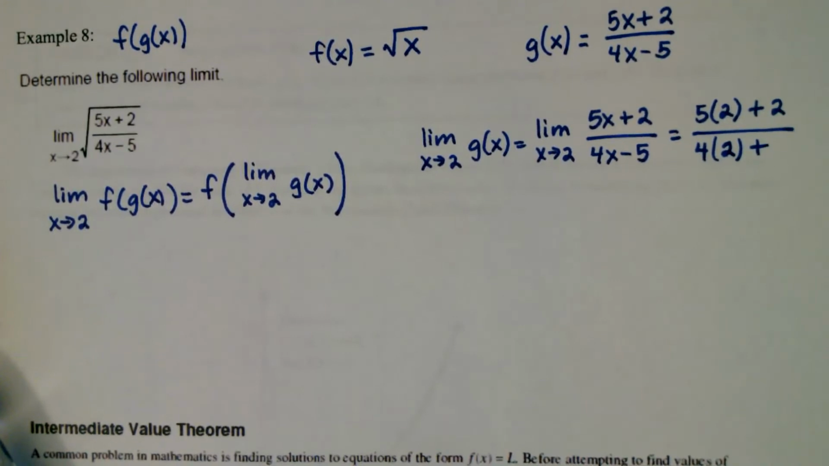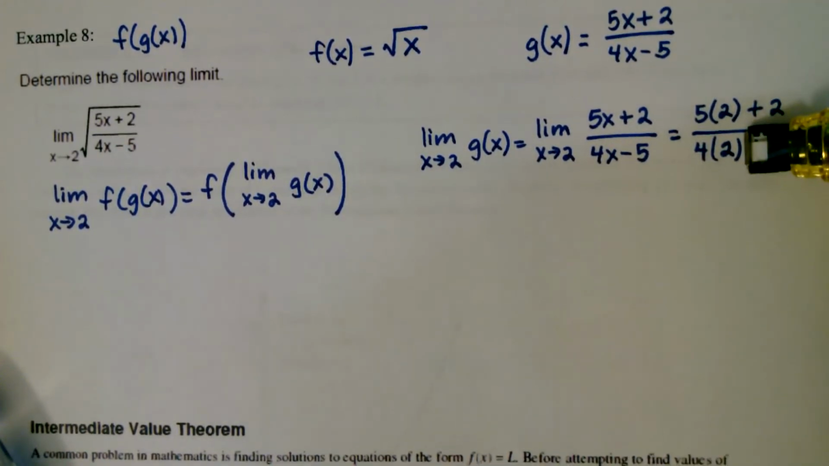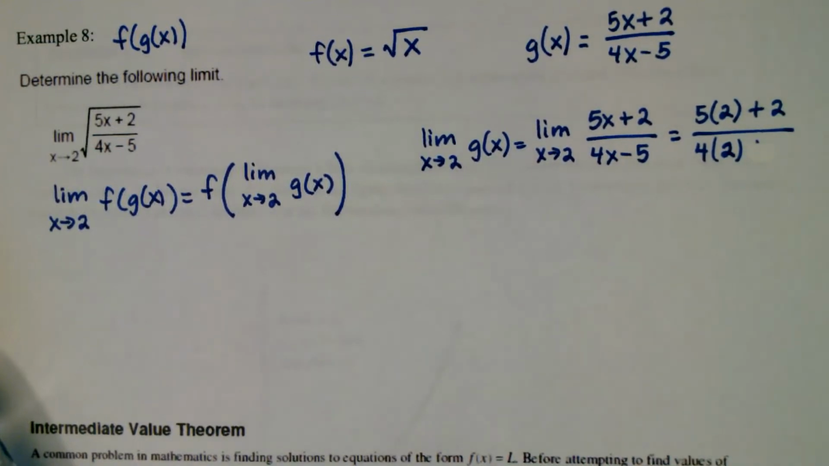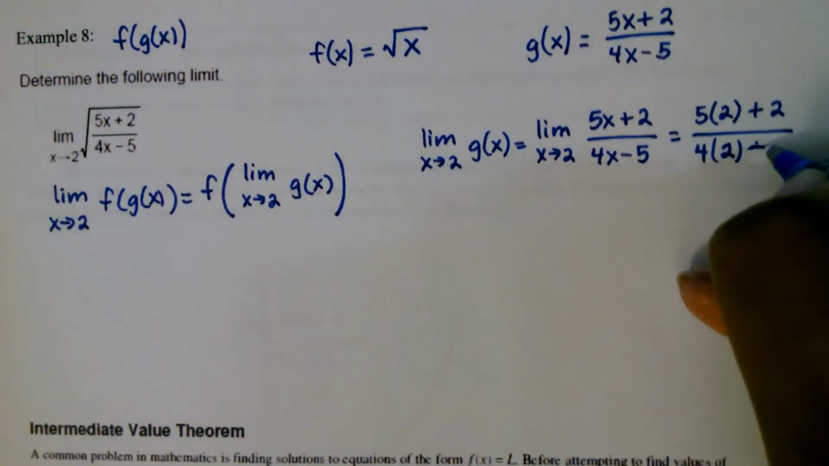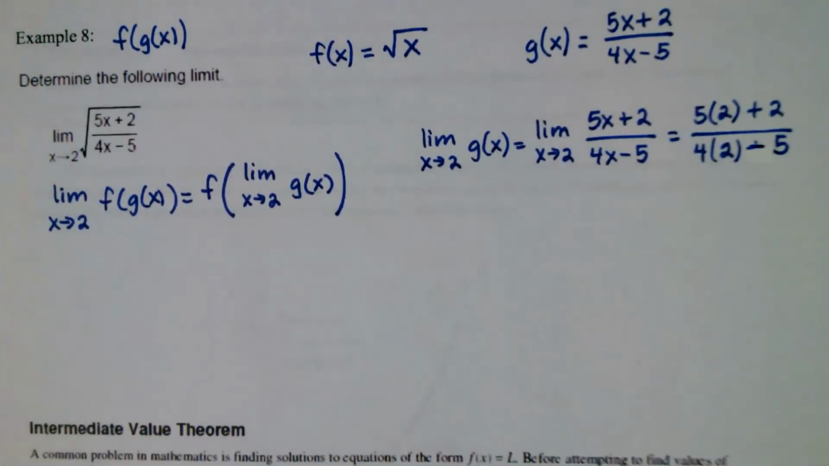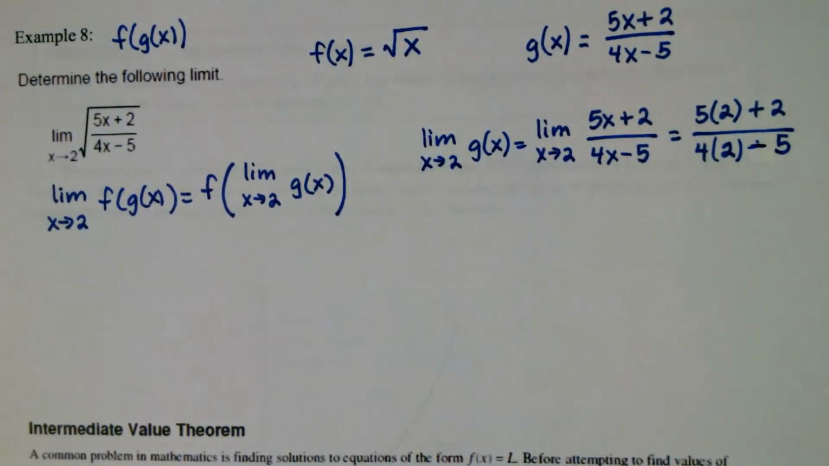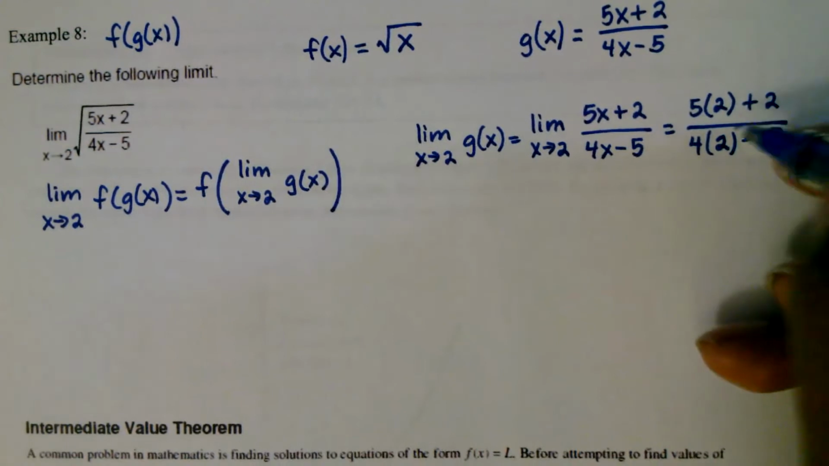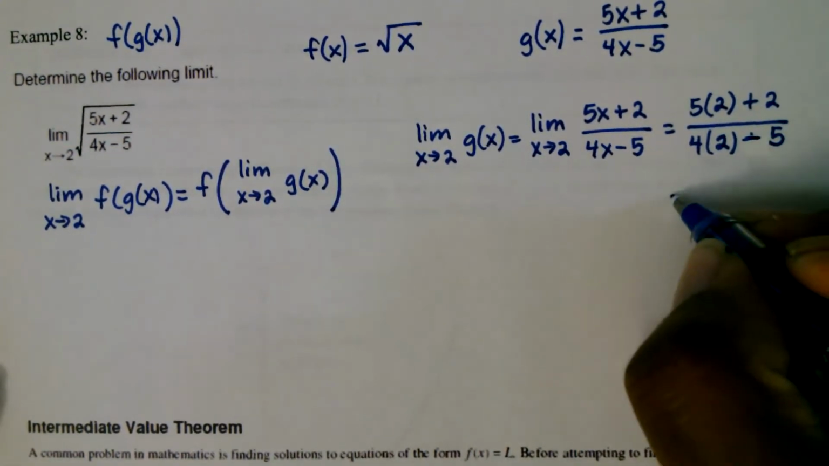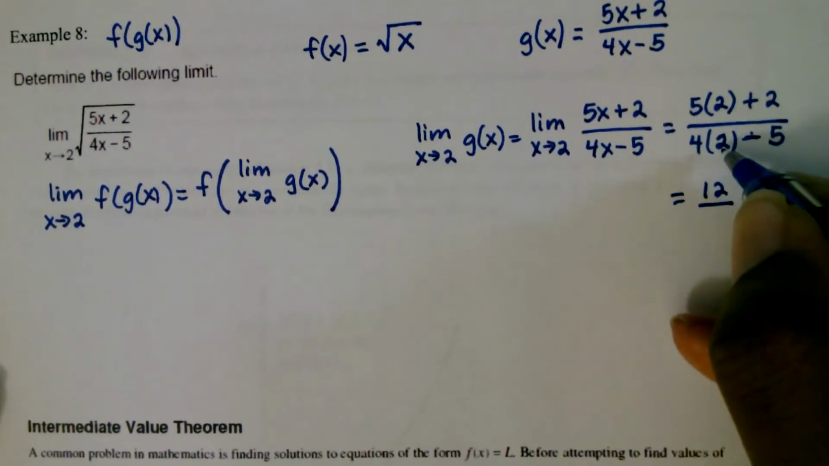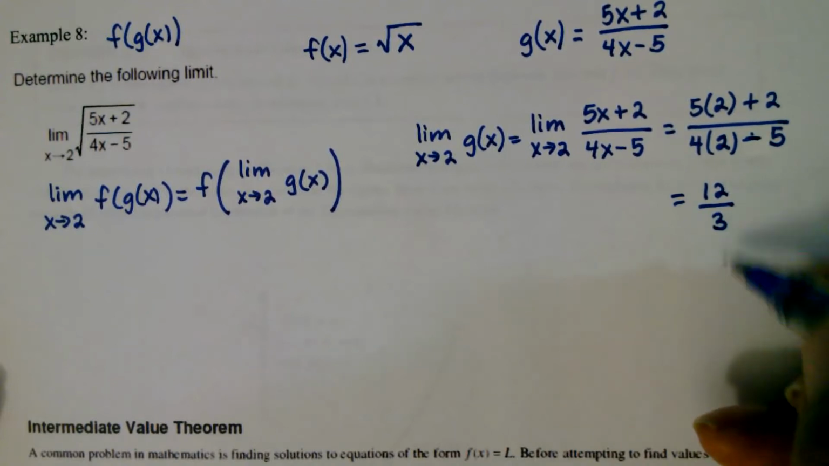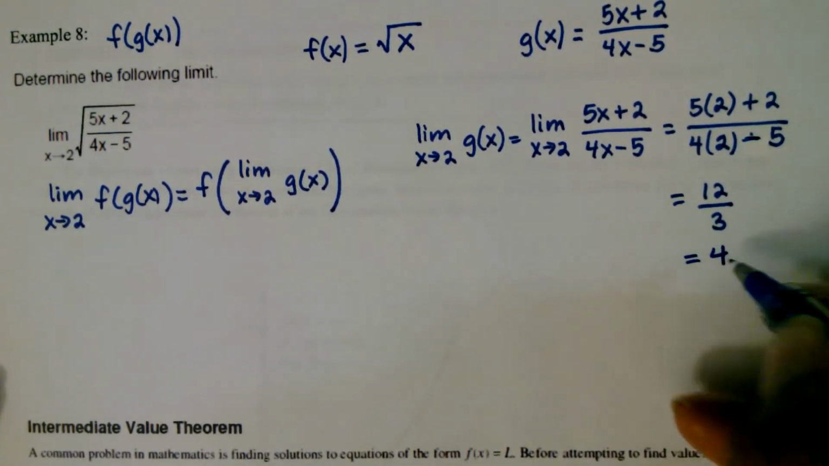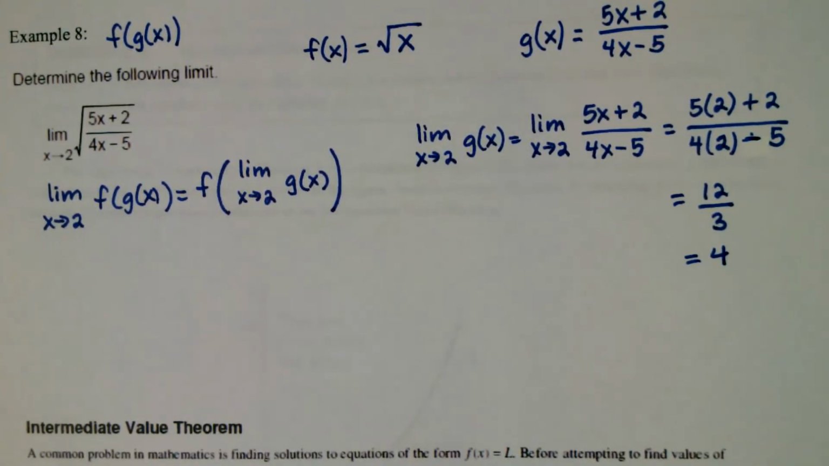Now, keep in mind, when you're dealing with rational functions, direct substitution only works when the value that x approaches does not give you a 0 in the denominator. So for the numerator, if I do 5 times 2, that will be 10. 10 plus 2 would be 12, over 4 times 2, which is 8. 8 minus 5 will be 3. So now I get 12 over 3, which is 4. So the limit as x approaches 2 of g of x will be 4.